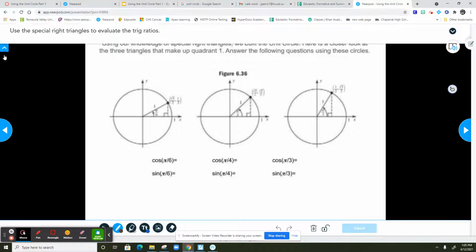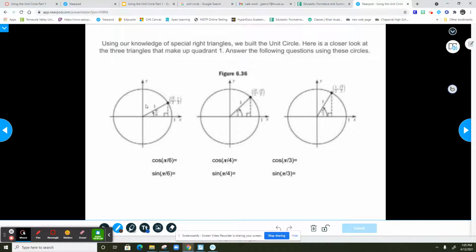So here we're looking at each of the special right triangles with the coordinate points given to us. When the reference angle is pi/6, what is the point? Remember, pi/6 is the same as 30 degrees, so x is root 3 over 2, and y is 1/2. Again, let me go ahead and get my pen open.